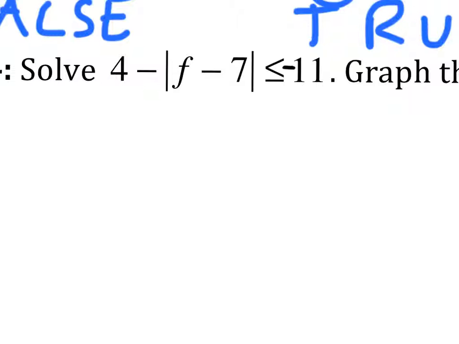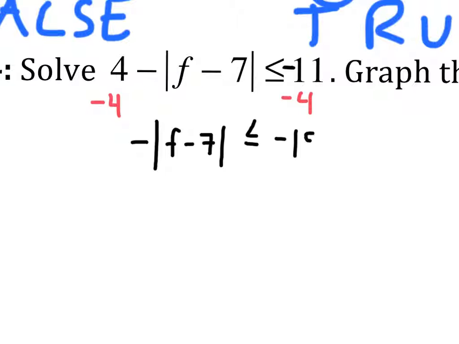So we have to get rid of that 4. So let me start off with that. Minus 4 from both sides. Okay, and we get this. Bring down the negative. Bring down the absolute value. Now the symbol stays the same. I haven't flipped anything. And I bring down a negative 15.